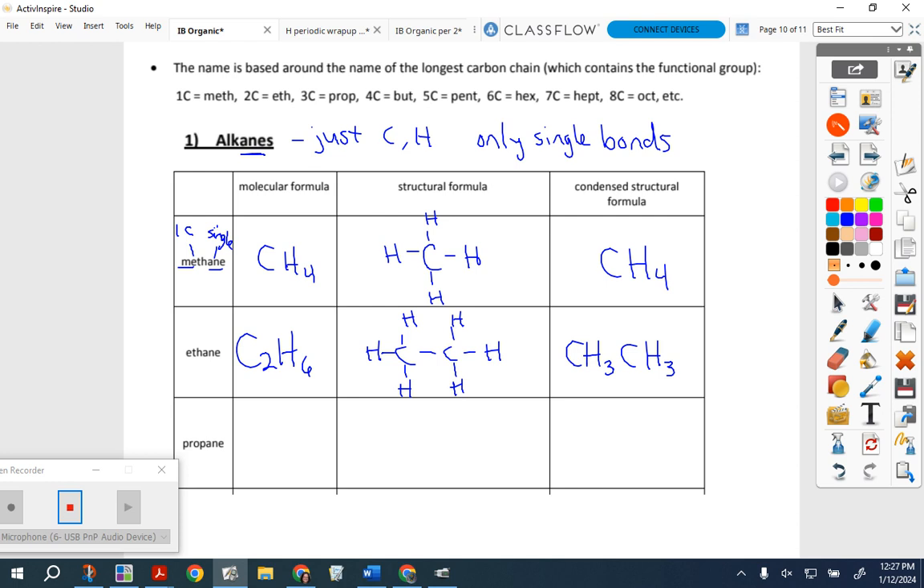So propane, 3 carbons, same thing. All single bonds between them in a chain. Hydrogens, wherever there needs to be another bond. Remember, each carbon wants 4 bonds. It's going to get it one way or another. But for the alkanes, all it's going to do is just fill up with hydrogens. So this is going to give us a molecular formula of C3H8.